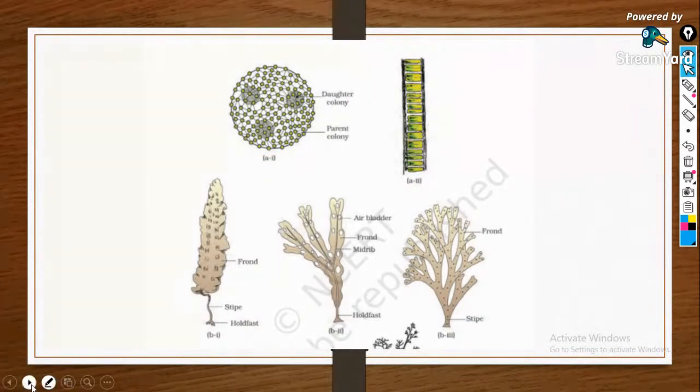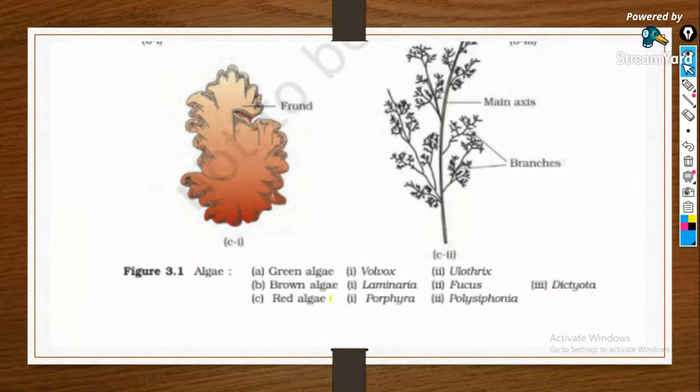Then here C1 refers to Porphyra, and C2 refers to Polysiphonia. That is Volvox, Ulothrix, Laminaria, Fucus, Dictyota, Porphyra, and Polysiphonia.